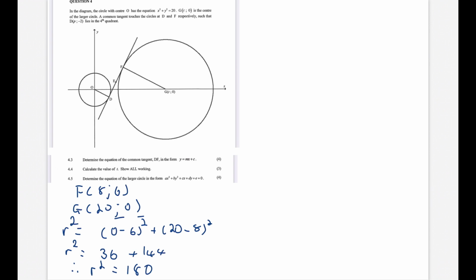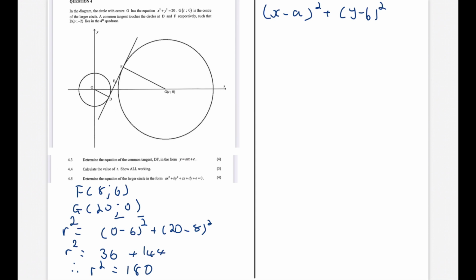So this means that in this equation, (x minus a) all squared plus (y minus b) all squared is equal to r squared, we can replace a with the x value of the center, that's 20. We can replace b with the y value of the center, which is 0, and we can replace r squared with 180. Okay, so the equation of this circle is, oh, sorry, one second.